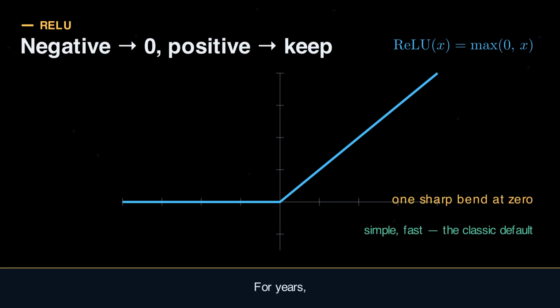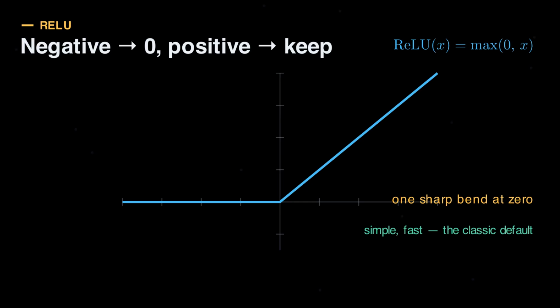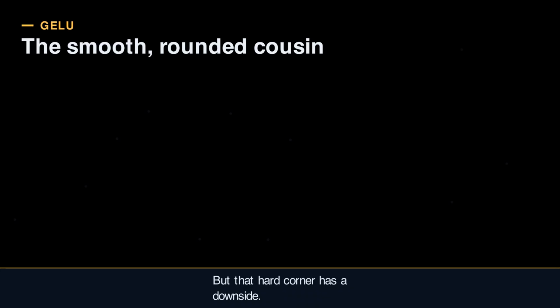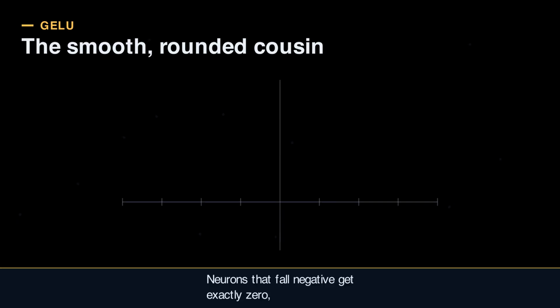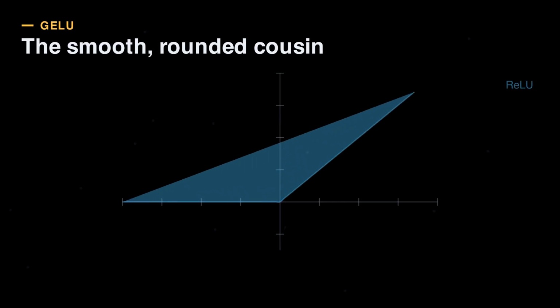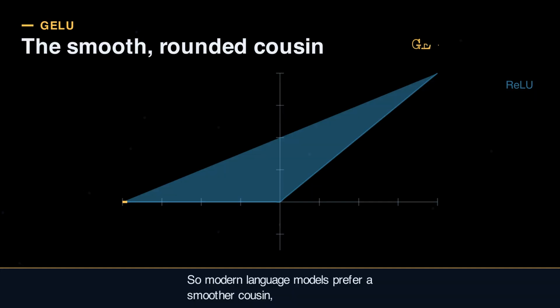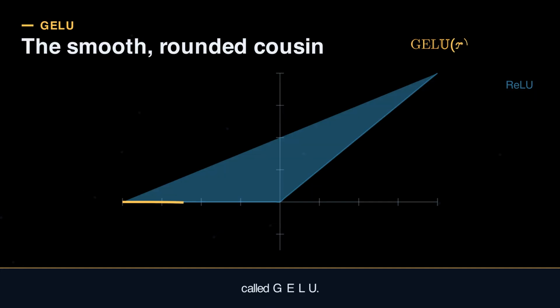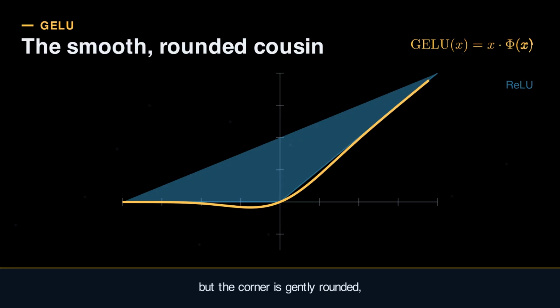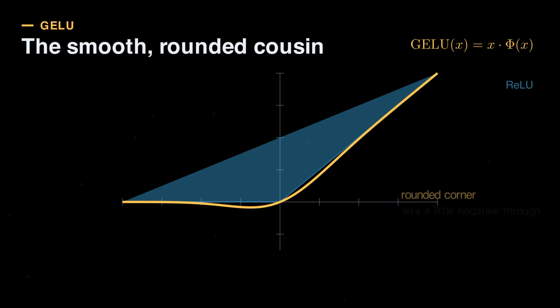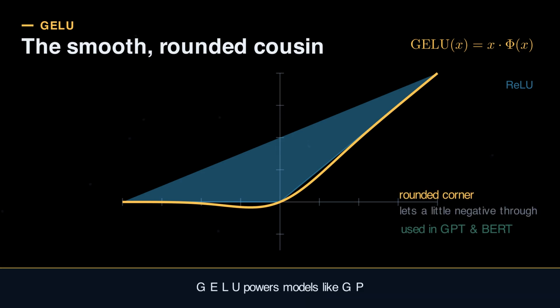For years, ReLU was the default. But that hard corner has a downside. Neurons that fall negative get exactly 0 and can stop learning. So modern language models prefer a smoother cousin, called GELU. It looks almost like ReLU, but the corner is gently rounded, and it lets a tiny bit of the negative values through. That smoothness helps training. GELU powers models like GPT and BART.